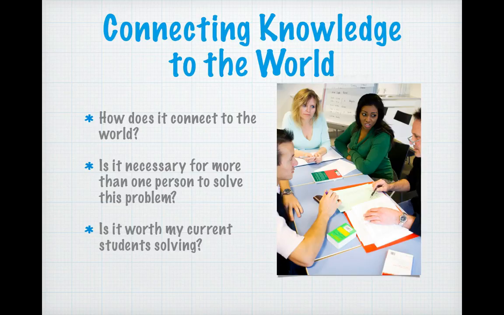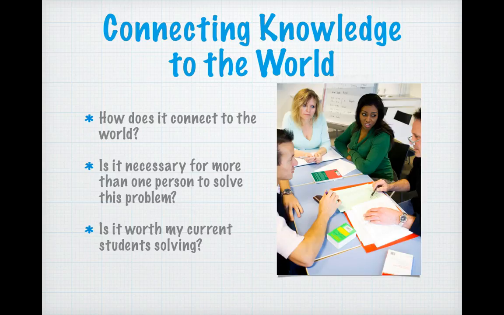Is what I brainstormed necessary for more than one person to solve this problem? One of the key things about project based learning is that students do work by themselves, but they also need to work together to be better. And so it's not enough for them to have a problem that really could be done by themselves. It needs to be something that is enriched by the gathering of the minds. So I have to look and sort of eliminate things that one person could completely do. And then I have to truly think of the students in front of me.